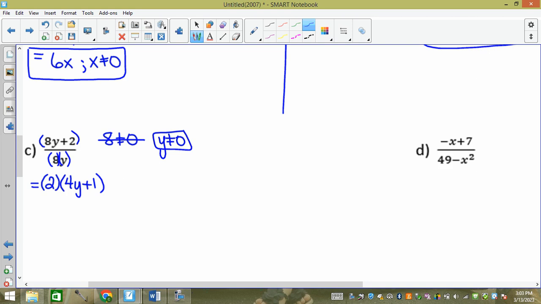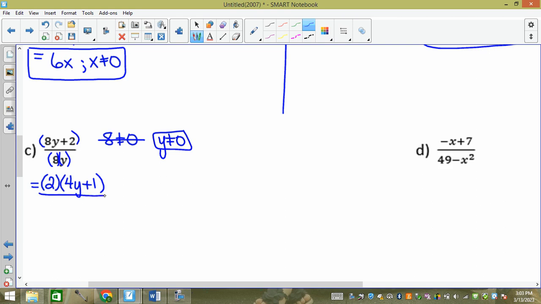2 times 4y is 8y, cool. 2 times 1 is 2. If you got rid of that plus 1, you would have 8y. Is that what's up top? No. The other thing is, when you take a GCF out of 2 terms, you better still have 2 terms in the brackets. Remember, taking out a greatest common factor just reduces the bracket. It doesn't get rid of any terms. It just reduces each term, right?